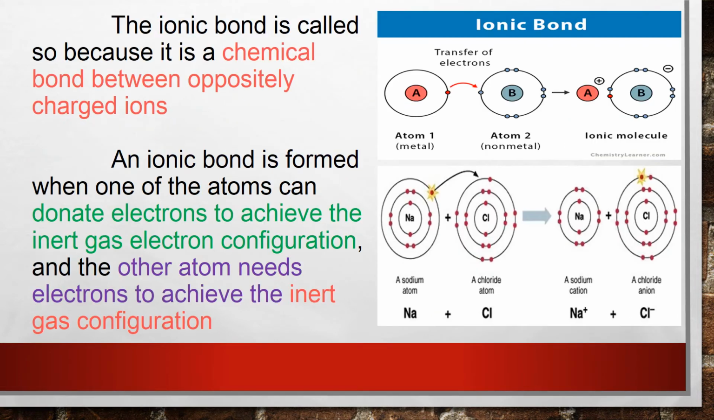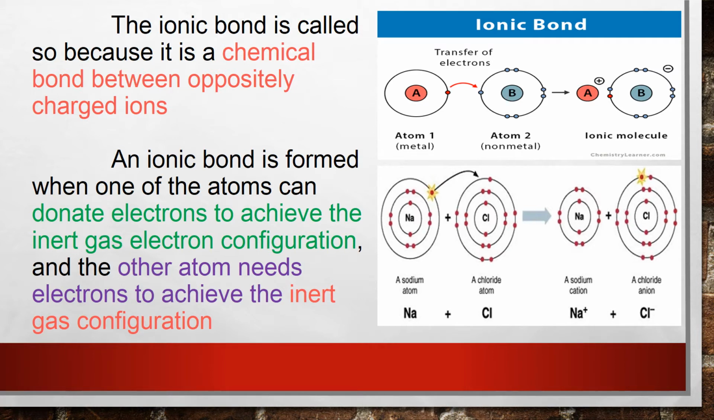So the ionic bond is called so because it is a chemical bond between oppositely charged ions. That is very important, because for NaCl we say Na plus and Cl minus. Na is positive, Na plus ions, and chlorine is a negative charge, so they are oppositely charged ions. So an ionic bond is formed when one of the atoms can donate electrons to another to achieve the inert gas electron configuration.